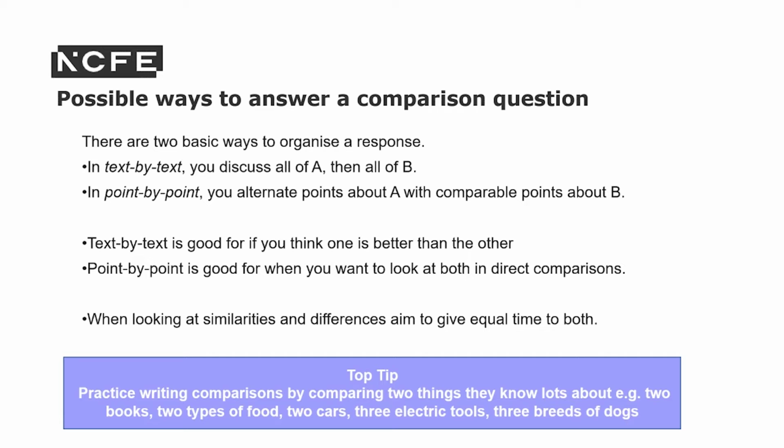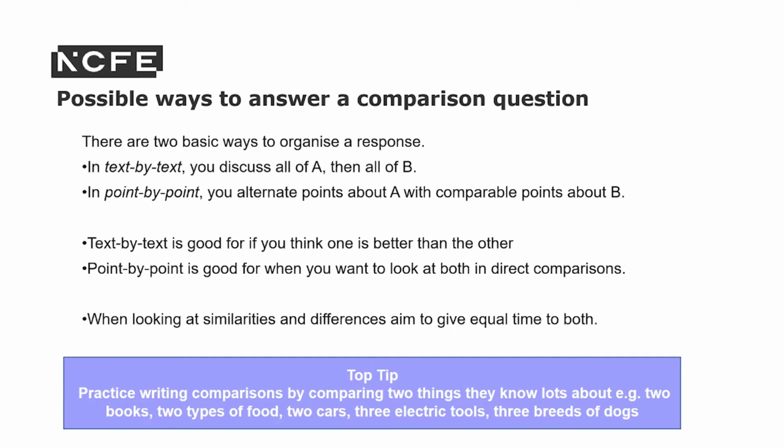Now, text by text is good if you think one document is better than the other. But point by point is good to use when you want to look at both in a direct comparison. When you do a comparison and it asks to look at similarities and differences, do aim to give both of them equal time.